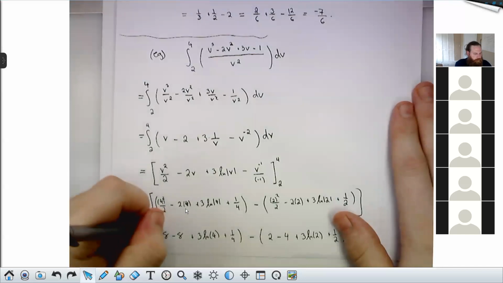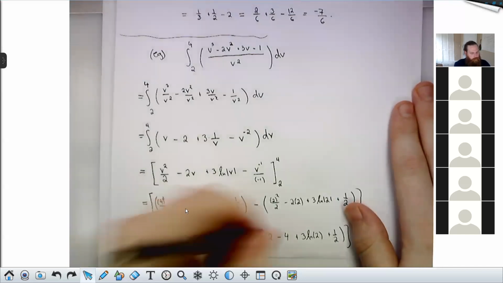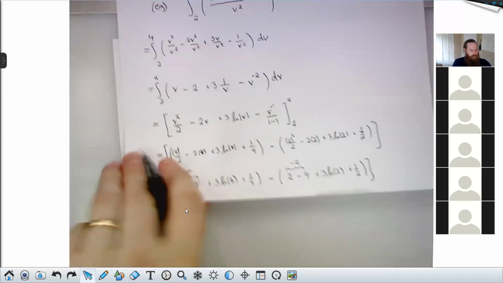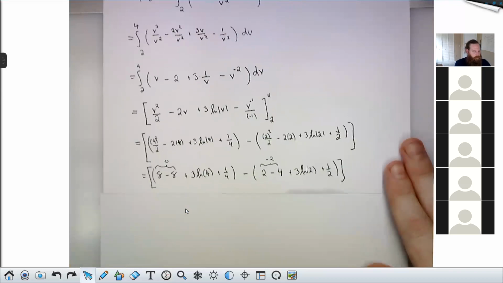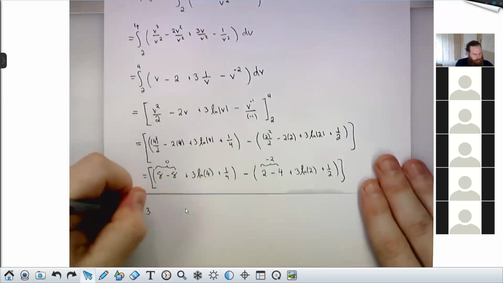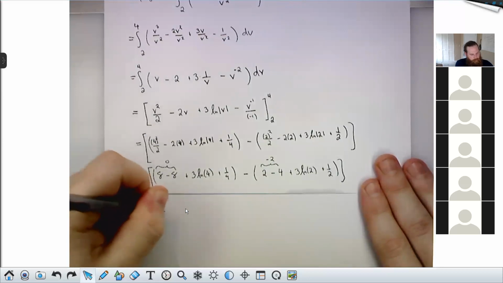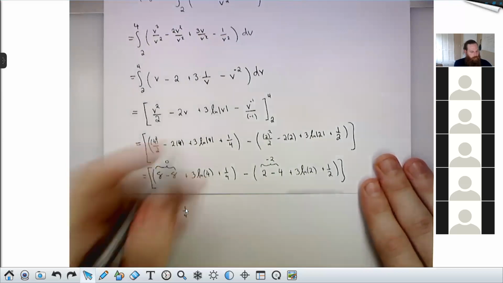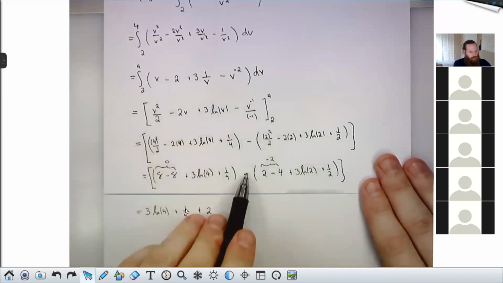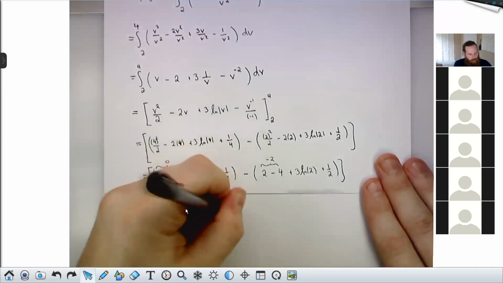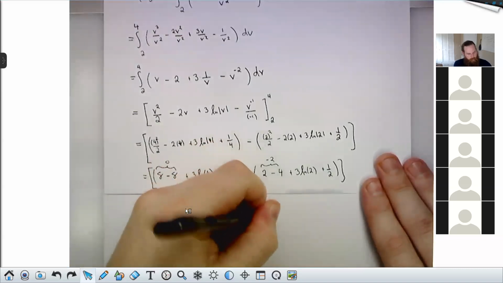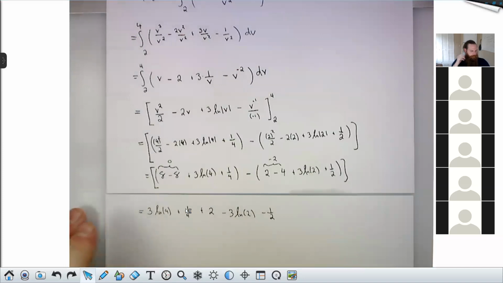And then we'll clean up what we can clean up. These two add up to 0. These two add up to -2. And then I'll have to distribute that negative that's out front here. So I'll get the 3 ln 4 plus 1/4. Then minus -2 is plus 2 minus 3 natural log of 2 minus 1/2. There's more that can be done here.